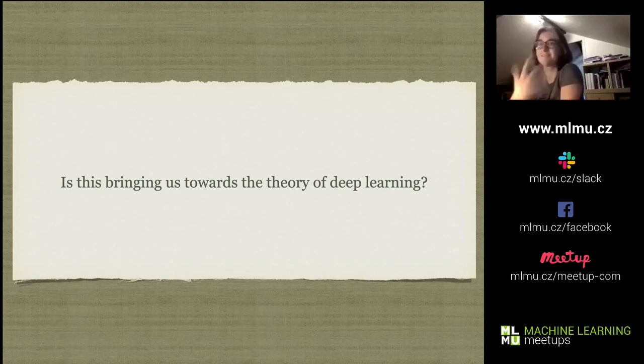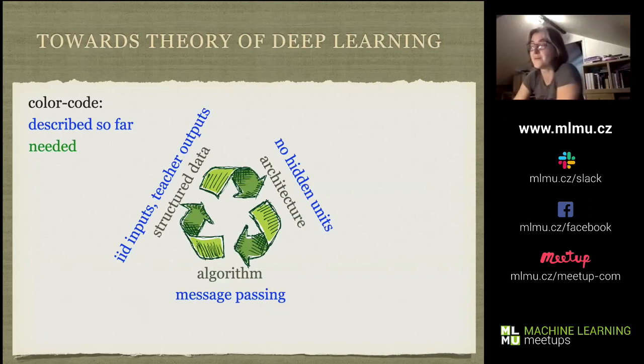But the question you should be asking is, this is not bringing us towards the theory of deep learning, because there were not even any hidden units, not speaking of, say, 1,000 hidden layers. So that's correct. So let me put it back on my triangle. What I so far described was, on the architecture side, no hidden units. The algorithm, I didn't really mention it, but I was not describing gradient descent, but rather fancier message passing algorithms, that, answering Peter's question, are not so robust and universal as gradient descent, but sometimes work much better on the simple models.